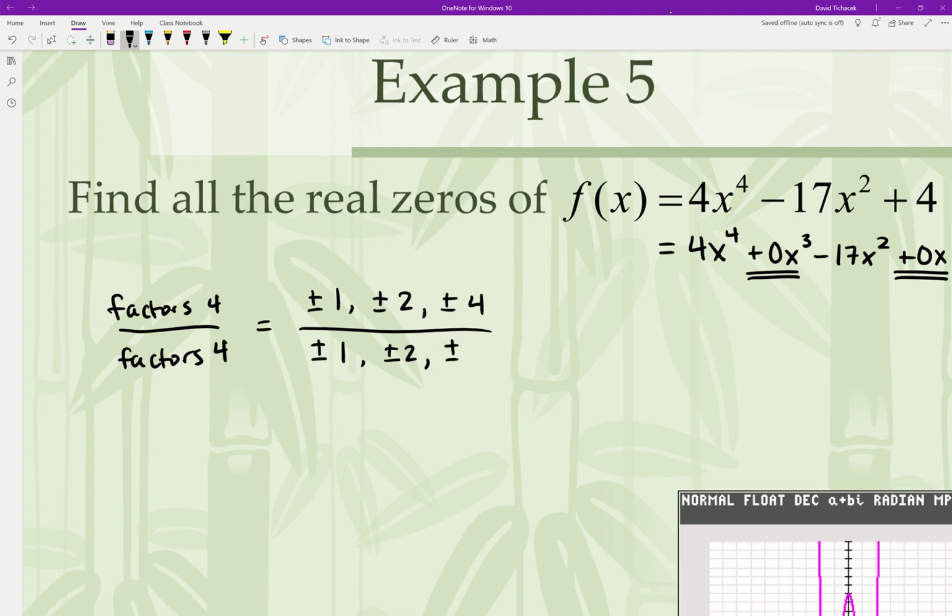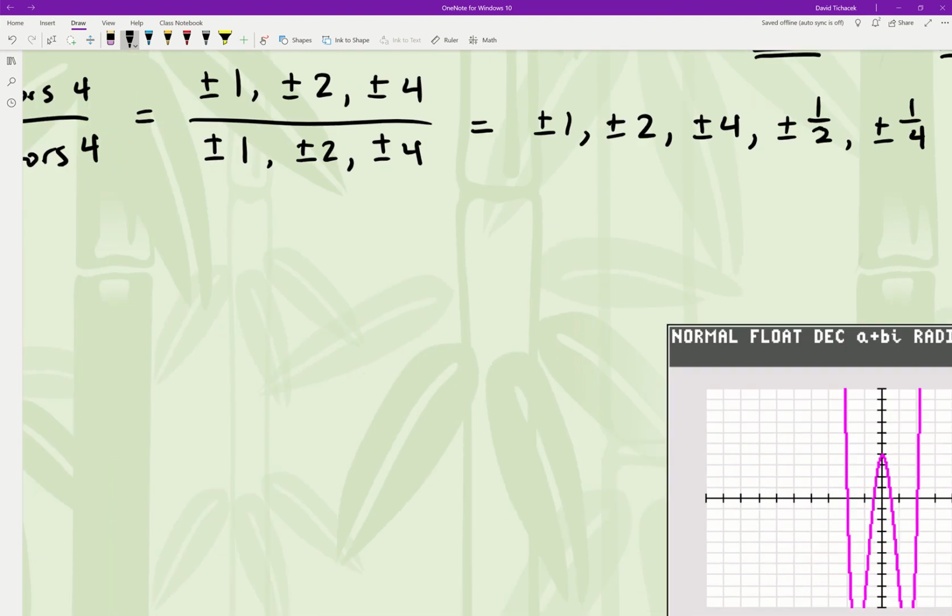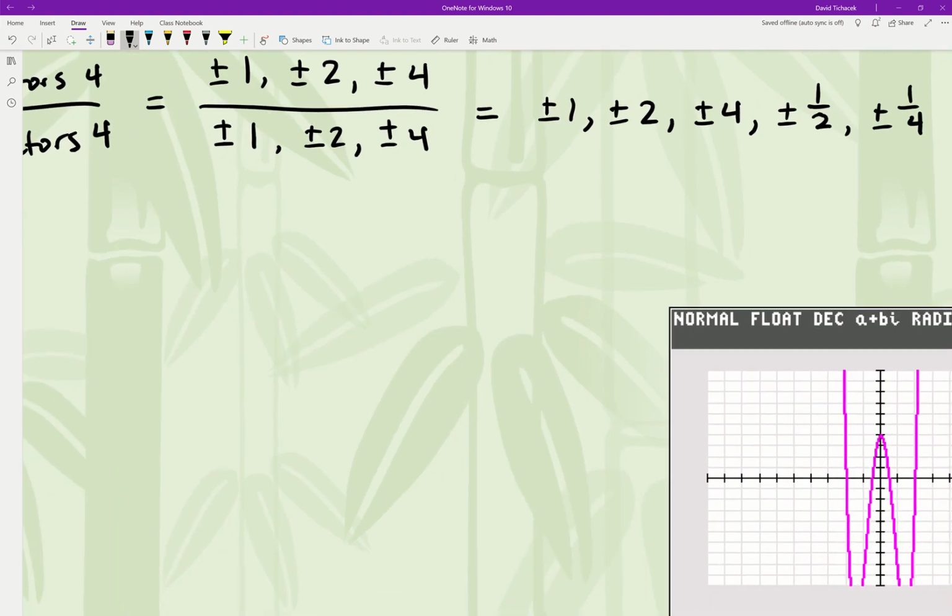So all the combinations of a number on top over a number on bottom, we would end up with the following list of candidates. We would have plus or minus 1, plus or minus 2, plus or minus 4. We would also have plus or minus 1/2, and then plus or minus 1/4. Okay, so those are all the different combinations of a number on top over a number on bottom. And again, I am accounting for setting up some fractions and then reducing them. So you may want to take a minute and pause the video and see if that makes sense to you, why that would be our pool of candidates, okay?